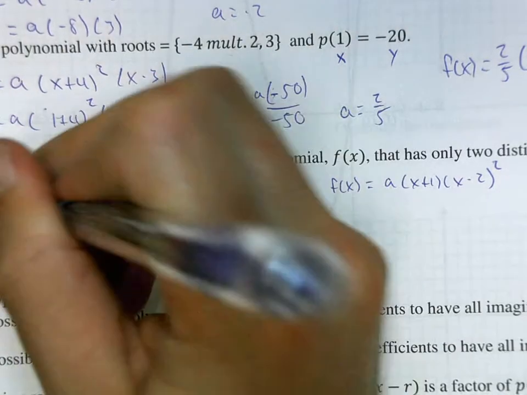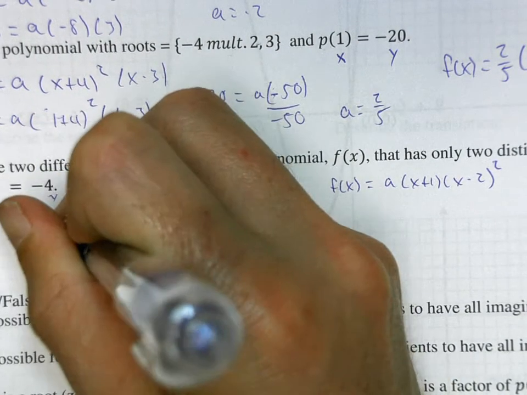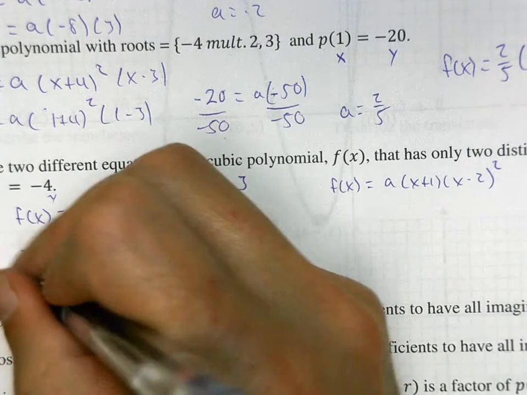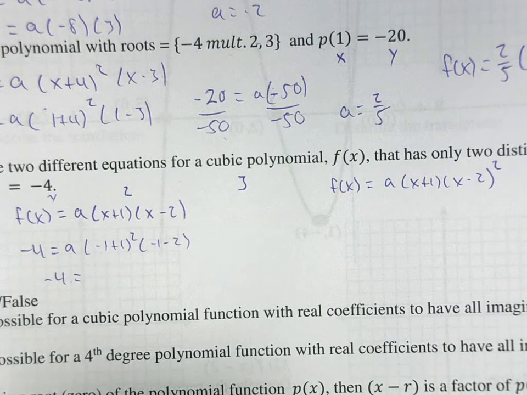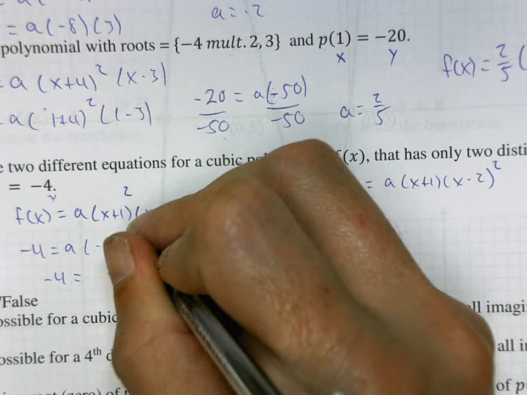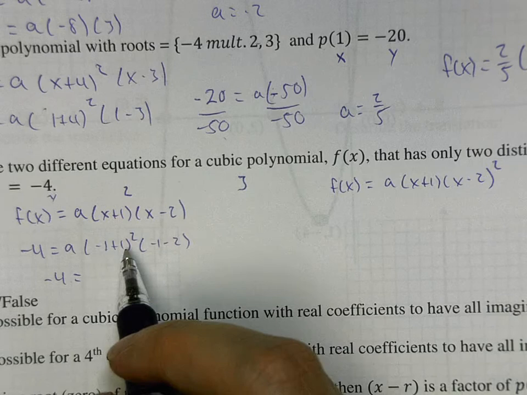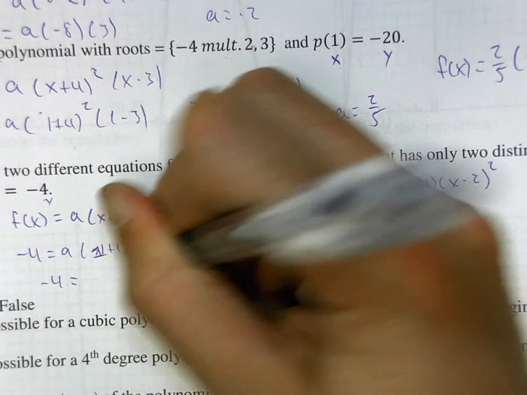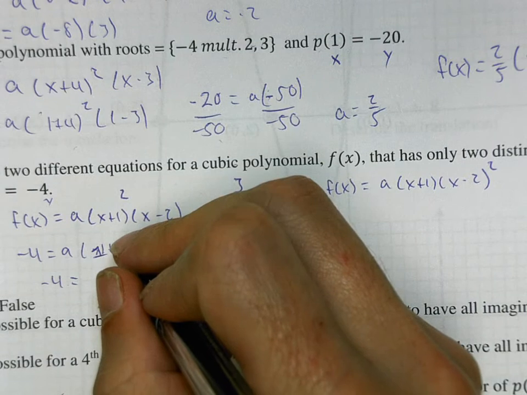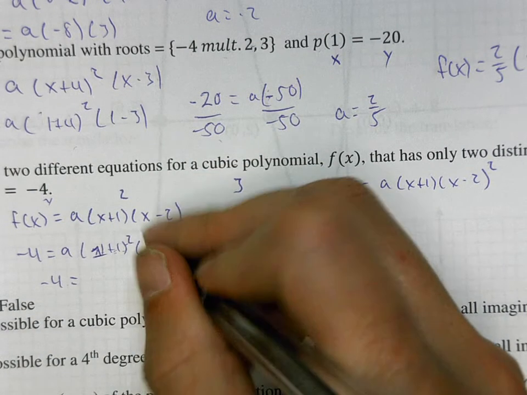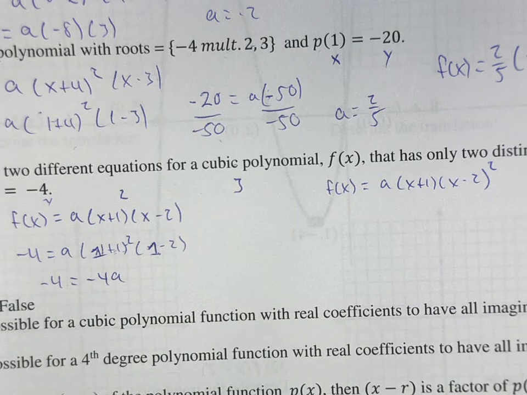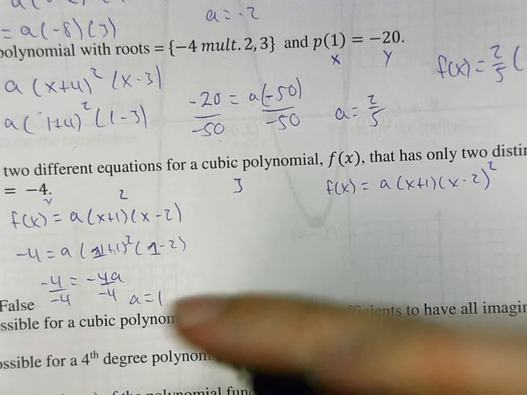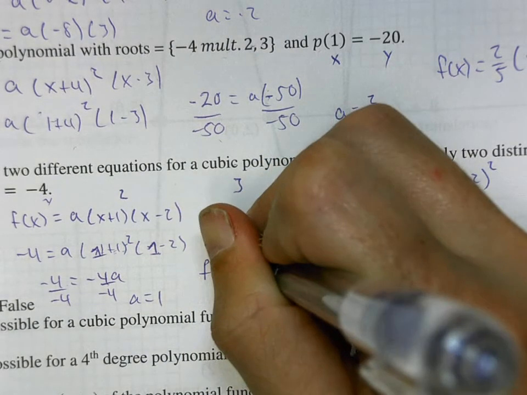Negative 4 equals a times negative 1 plus 1 squared times negative 1 minus 2. So negative 4 equals, that's 0. It should be a positive 1. My badness. So 1 plus 1 is 2. 2 squared is 4. And 4 times negative 1 is negative 4, so negative 4a. Divide both sides by negative 4 to get a equals 1. So one of my functions is just f of x equals x plus 1 squared x minus 2.